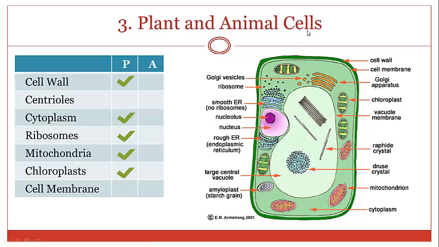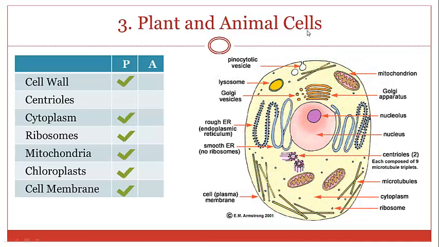Chloroplasts are, of course, in plant cells. This is what gives them their green color. So inside of that chloroplast, there are those stacks of thylakoids which contain the green pigments. And plant cells have a cell membrane. Again, cell membrane is responsible for what enters and exits the cell. So all cells need that in order to maintain homeostasis.